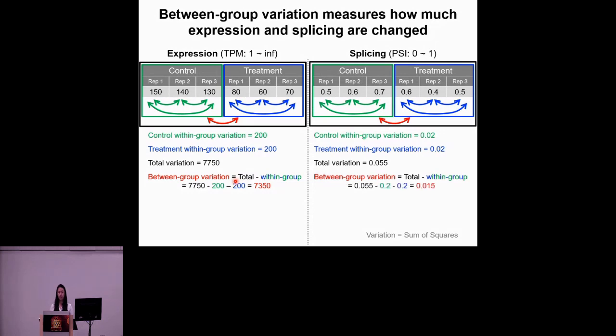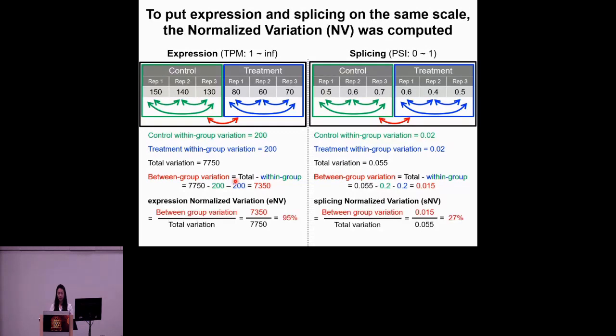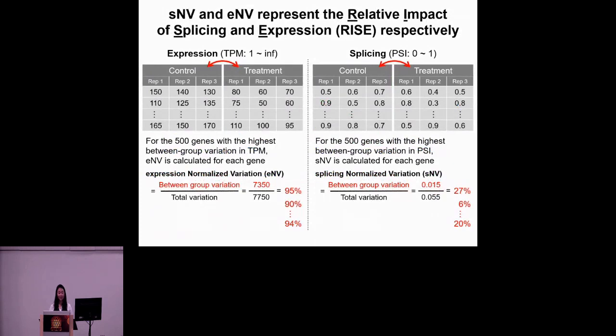Up to this step, you can see that the expression and splicing changes are on totally different scales, so these numbers are still incomparable. To put expression and splicing on the same scale to compare their relative impact, we calculated a term we called normalized variation. Normalized variation is defined as the proportion of between group variation over total variation. We calculate the expression normalized variation and splicing normalized variation for each gene in the transcriptome, and this normalized variation allows us to compare the relative impact of expression and splicing.